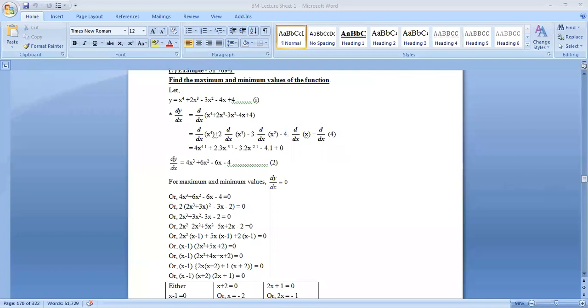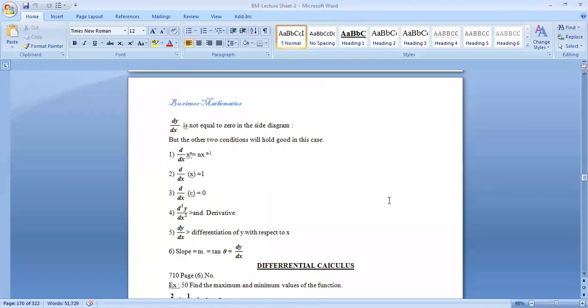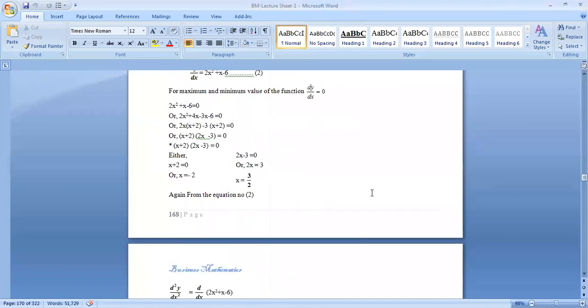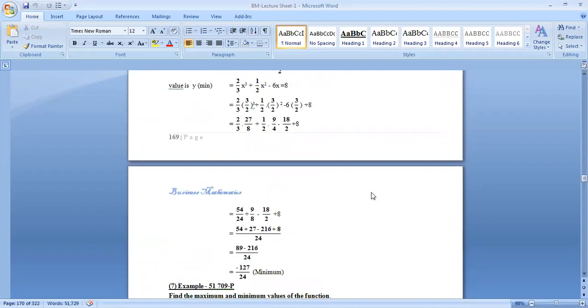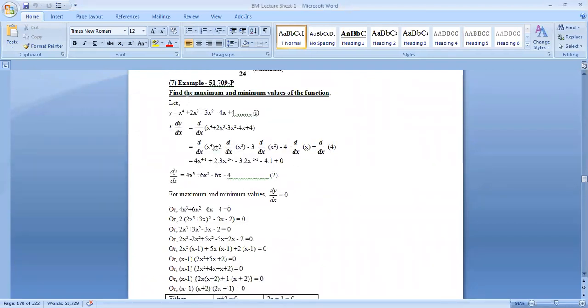Now we will observe how to find the maximum and minimum value of a function. Suppose the given function: find the maximum and minimum values of the function x to the power 4 plus 2x cube minus 3x square minus 4x plus 4. Let y equal x to the power 4 plus 2x cube minus 3x square minus 4x plus 4. This is equation 1.